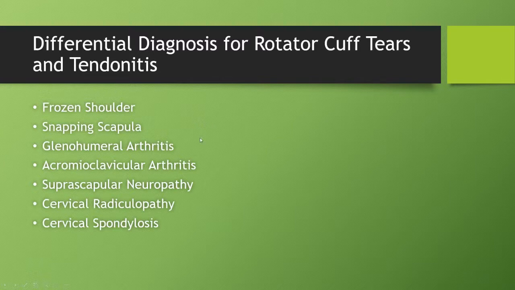Some differential diagnosis: frozen shoulder, snapping of the scapula, glenohumeral arthritis, acromioclavicular arthritis, subscapular neuropathy, cervical radiculopathy, and cervical spondylosis.